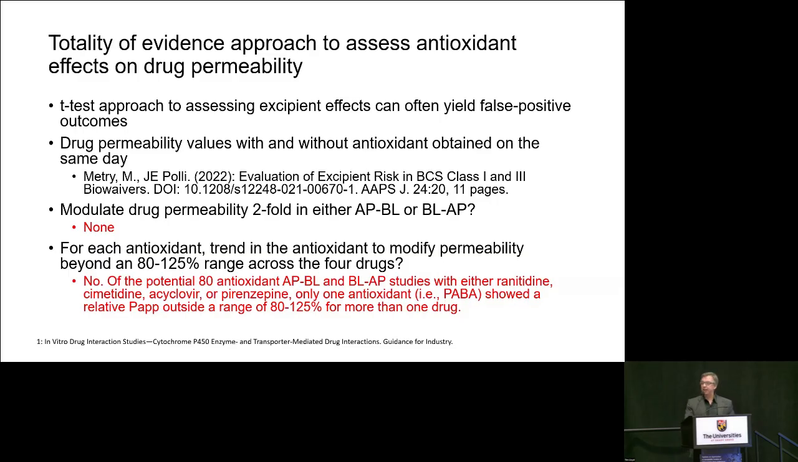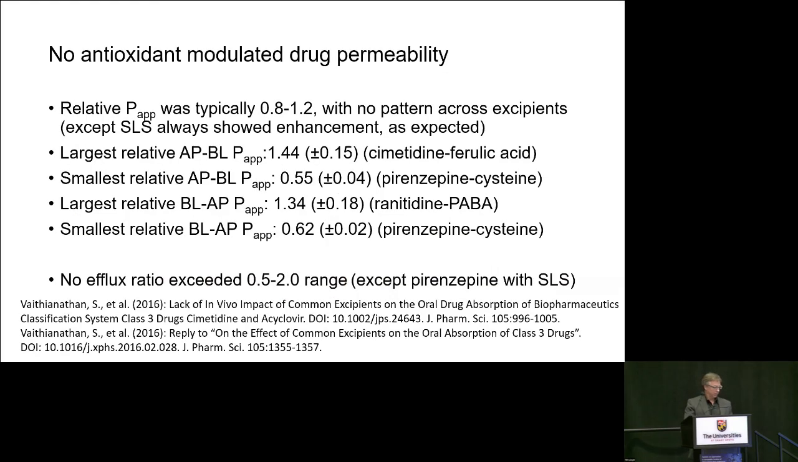In fact, there was only one pair, para-aminobenzoic acid, 4-aminobenzoic acid, with one of the drugs, and it only happened twice. So we would not call that a particular trend. Here are some of the most outstanding values that we saw, which were not outstanding at all, actually. The relative permeability was typically between 80 and 120% with no pattern. Our positive control, of course, blew that away, very much so.